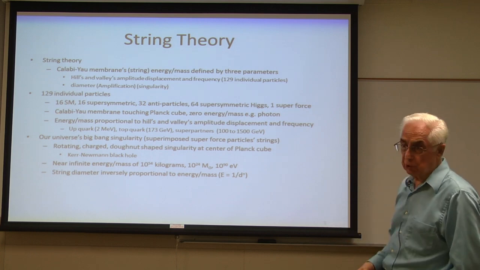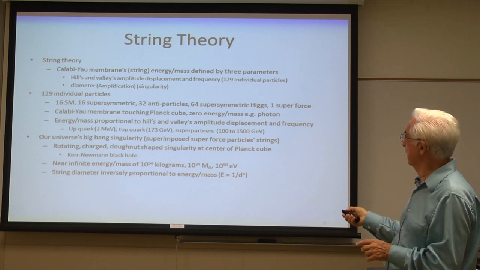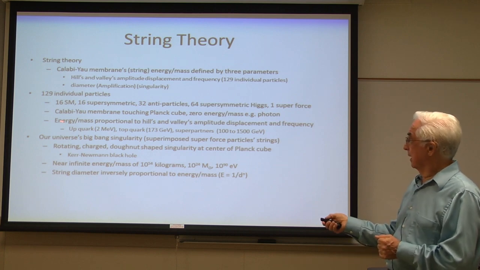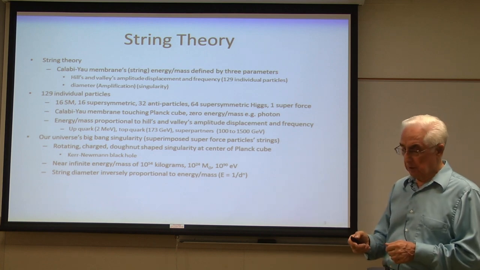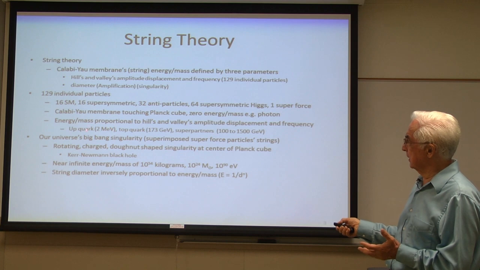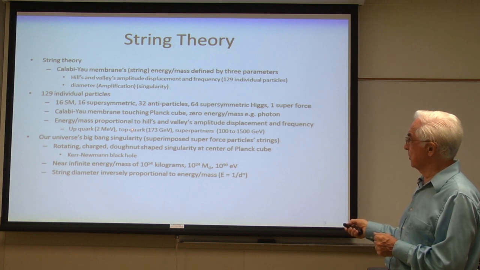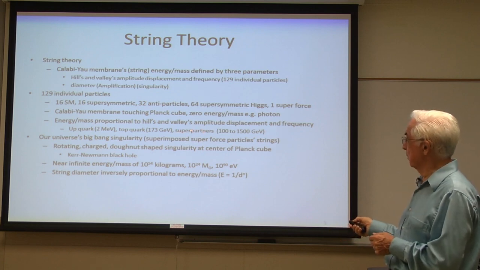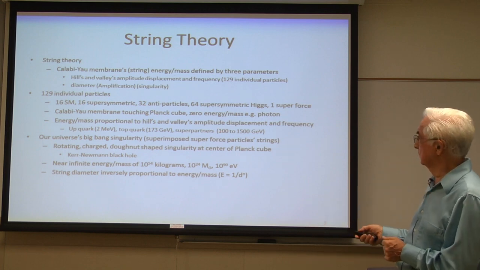A Calabi-Yau membrane which just touches a Planck cube, in other words, a perfect sphere which just touches the 6 sides of a Planck cube, represents 0 energy mass, and an example of that would be the photon. The energy mass is proportional to the hills and valleys amplitude, displacement, and frequency. So if you put a small amount of amplitude and frequency modulation, you can simulate the up quark, which has an energy mass of 2 mega electron volts. If you put more amplitude and frequency modulation, you can represent the top quark. And if you put even more, you can represent the superpartners, which have energies between 100 and 1500 giga electron volts.